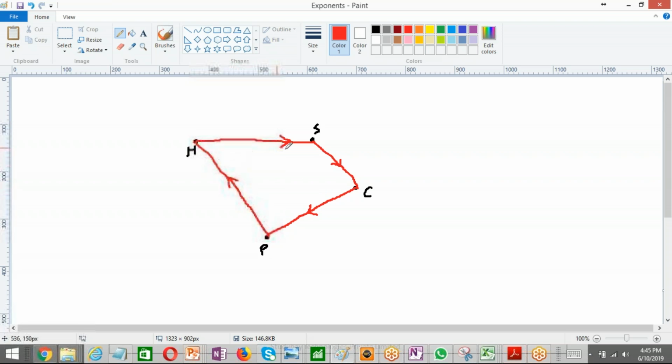Right? This is the curve you are showing over here. The length of this entire curve, that is from H to S, then S to C, then C to P, and P to H. If you add all those distances, what you will get is distance. This is what distance means: the length of the actual path traveled by a body is called distance.